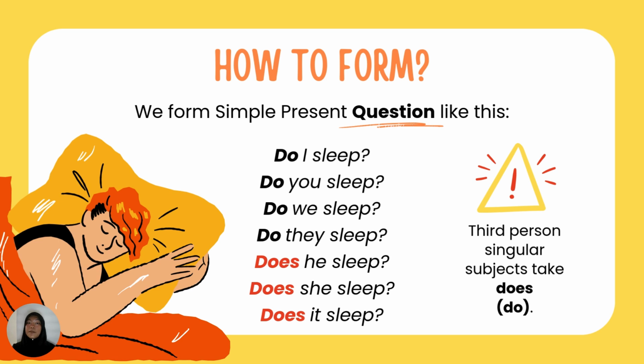Because third person singular subjects take doesn't, does not. How do we form simple present questions? Do I sleep? Do you sleep? Do we sleep? Do they sleep? Does he sleep? Does she sleep? Does it sleep? And the same reason for does: third person singular subjects take does. Do is for first person and second person only, singular and also plural. But for third person, only does.